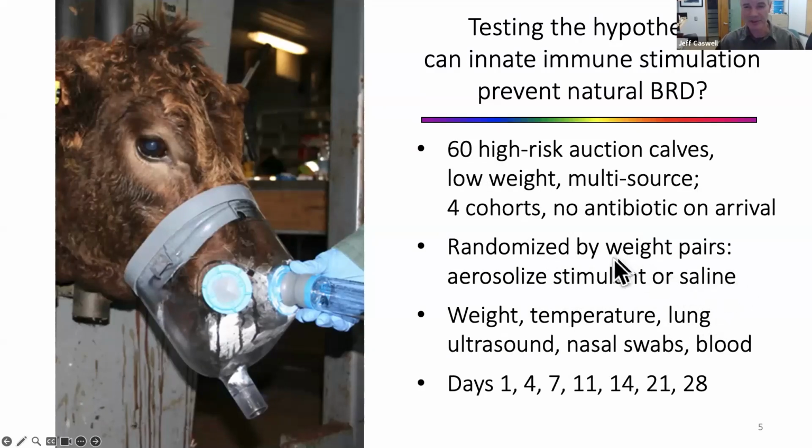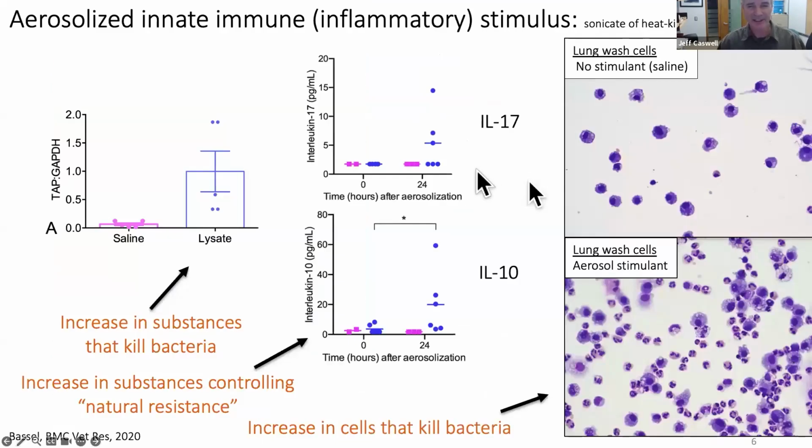The intention was that the calves that received the innate immune stimulant would be protected against disease, and unfortunately, the control calves might have a higher prevalence of disease. I don't want to get too technical here, but this was the innate immune stimulant. Essentially, we took different bacteria from what caused bovine respiratory disease. We killed those bacteria and essentially ground them up.